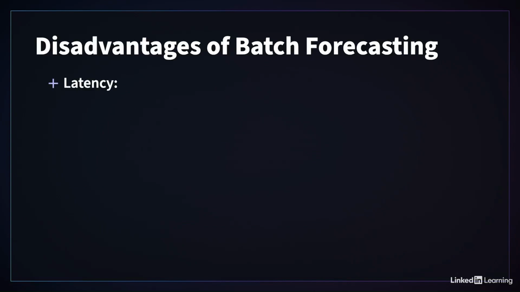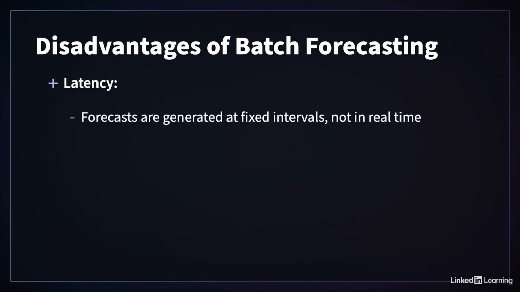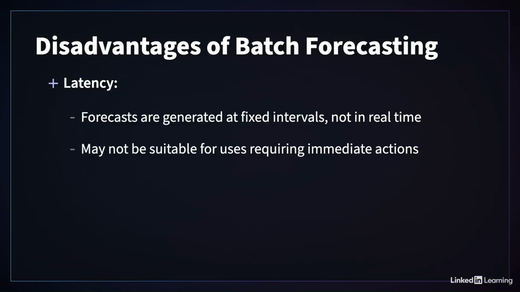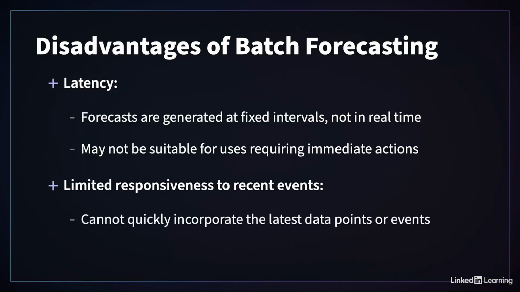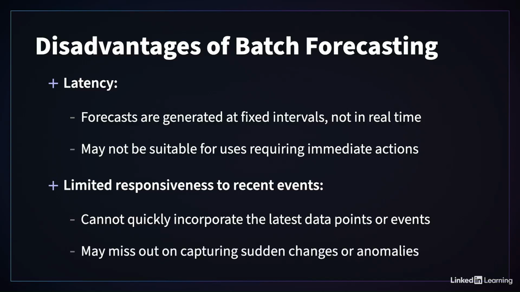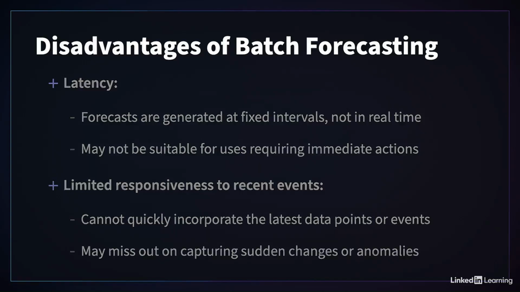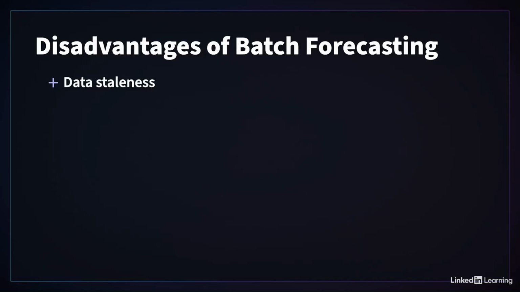One of the main drawbacks is latency. Since forecasts are generated at fixed intervals, they may not be suitable for use cases that require immediate action. Additionally, batch forecasting has limited responsiveness to recent events. For example, it cannot quickly incorporate the latest data points or events, which means it may miss out on capturing sudden change or anomalies. Another disadvantage of batch forecasting is data staleness.